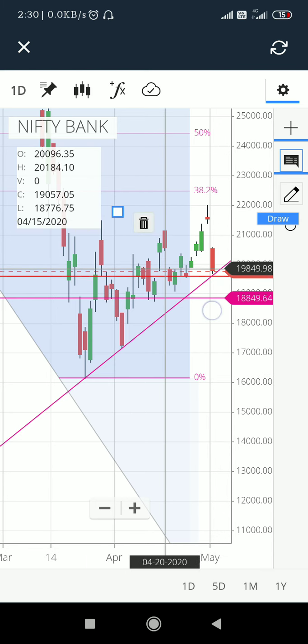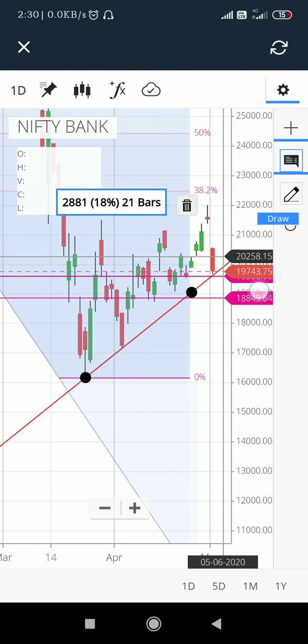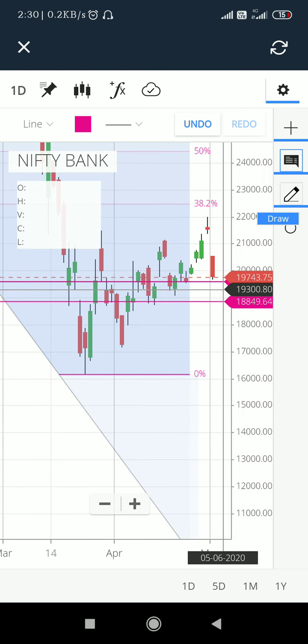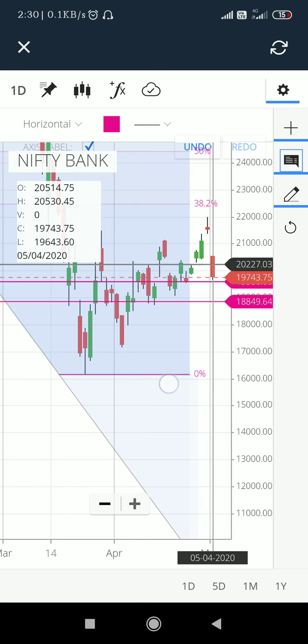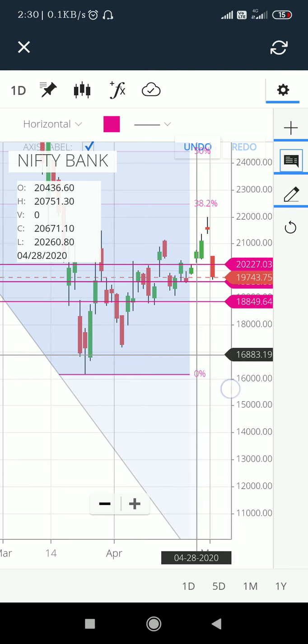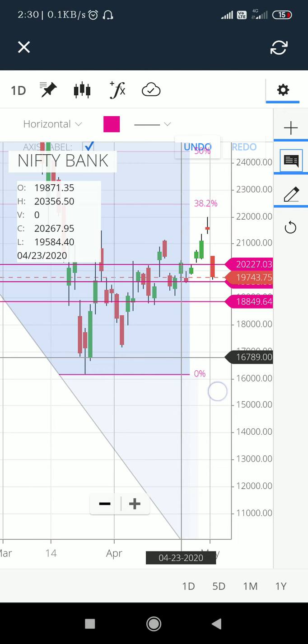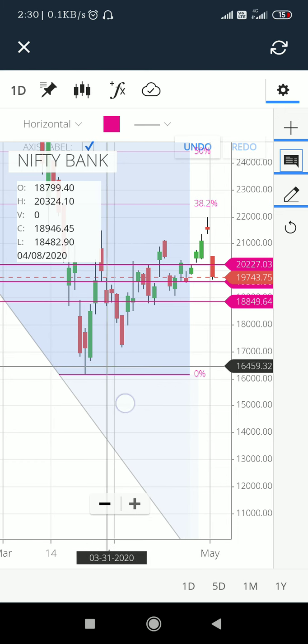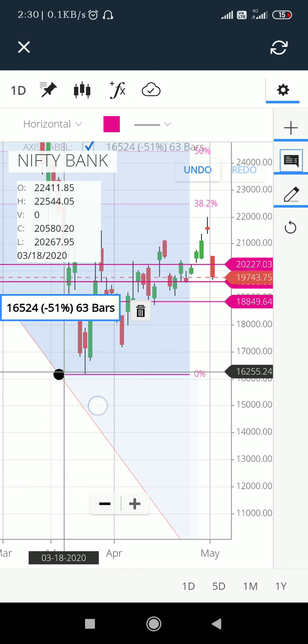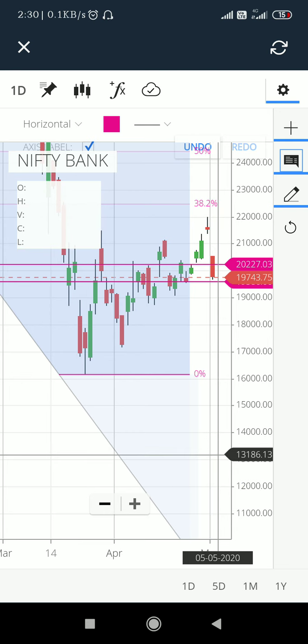On the other hand, the resistance that I can expect in Bank Nifty is at this particular level. Just let me mark it for you. Yeah. So why am I expecting a resistance? As you can see, the low of this candlestick, the high of this candlestick again, the closing price of this candlestick, the high of this candlestick, the high of this candlestick, and the low of this candlestick, that is on the 18th of March 2020.